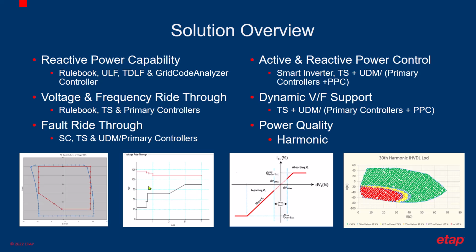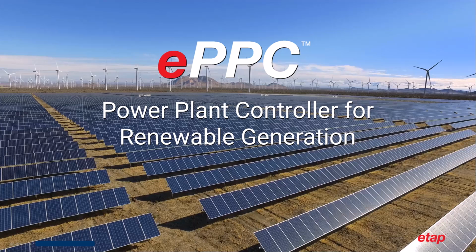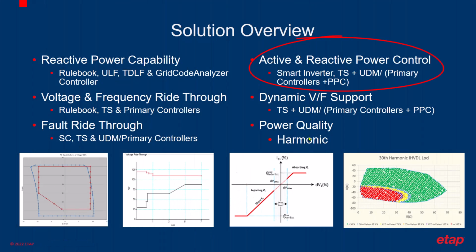We can use ETAP modules related to steady state, smart inverter, dynamics, and transient stability, combined with the UDM controller and power plant controller, digital twin, to do active and reactive power control. In this webinar, we're not going to focus on the active and reactive power control. That's going to be done in an upcoming webinar, where we will focus in more detail on ETAP Power Plant Controller and how it can be used to verify and validate the active and reactive power control in the system.